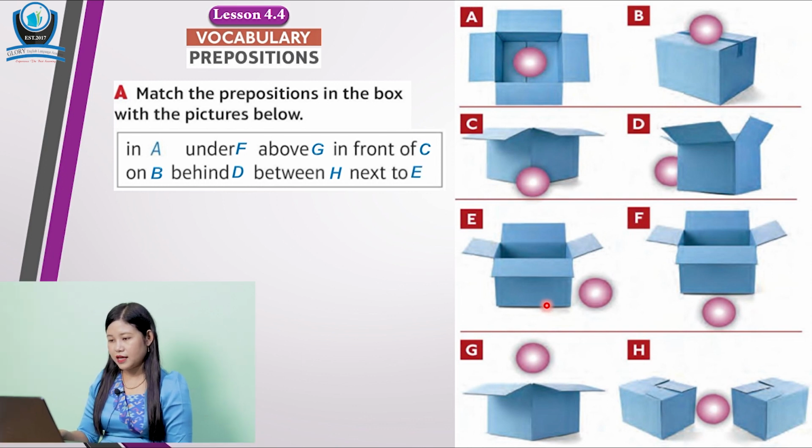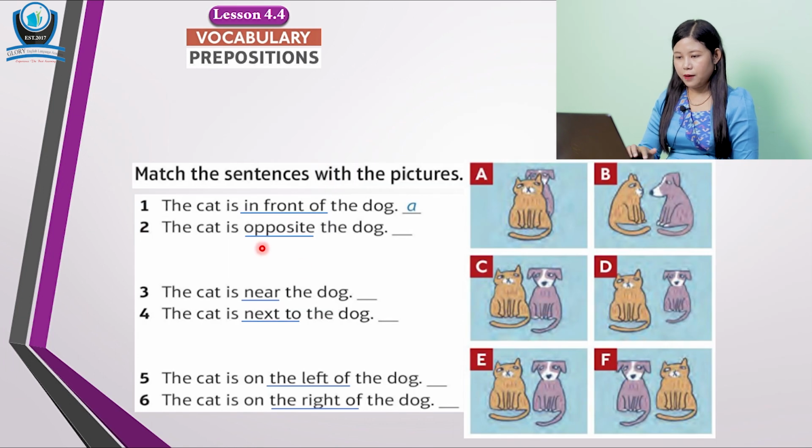Let's move on to another exercise. Match the sentences with the pictures. Number 1. The cat is in front of the dog.